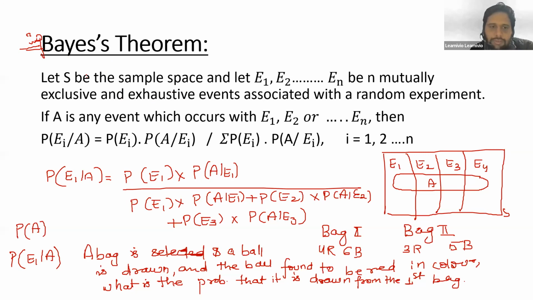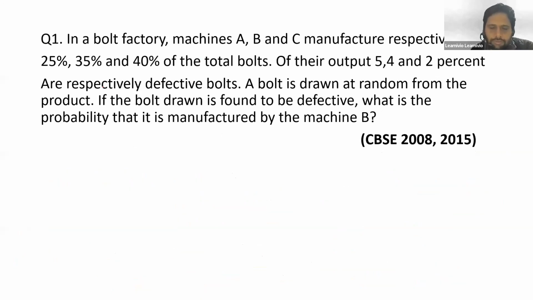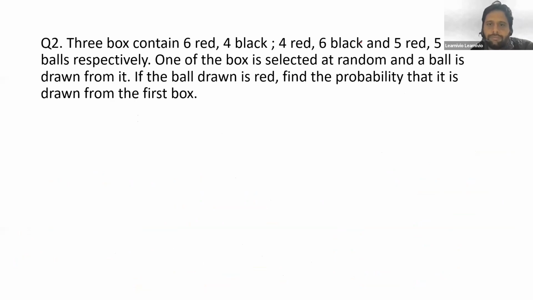For example, we will see this question. This we will do later on. First, we will check this one. Check here. Three boxes. First box is this. Second is this. Third is this one. One of the boxes is selected and a ball is drawn. The ball drawn is red. So please check here. It is given that the ball drawn is red. You need to find the probability that it is drawn from the first box.